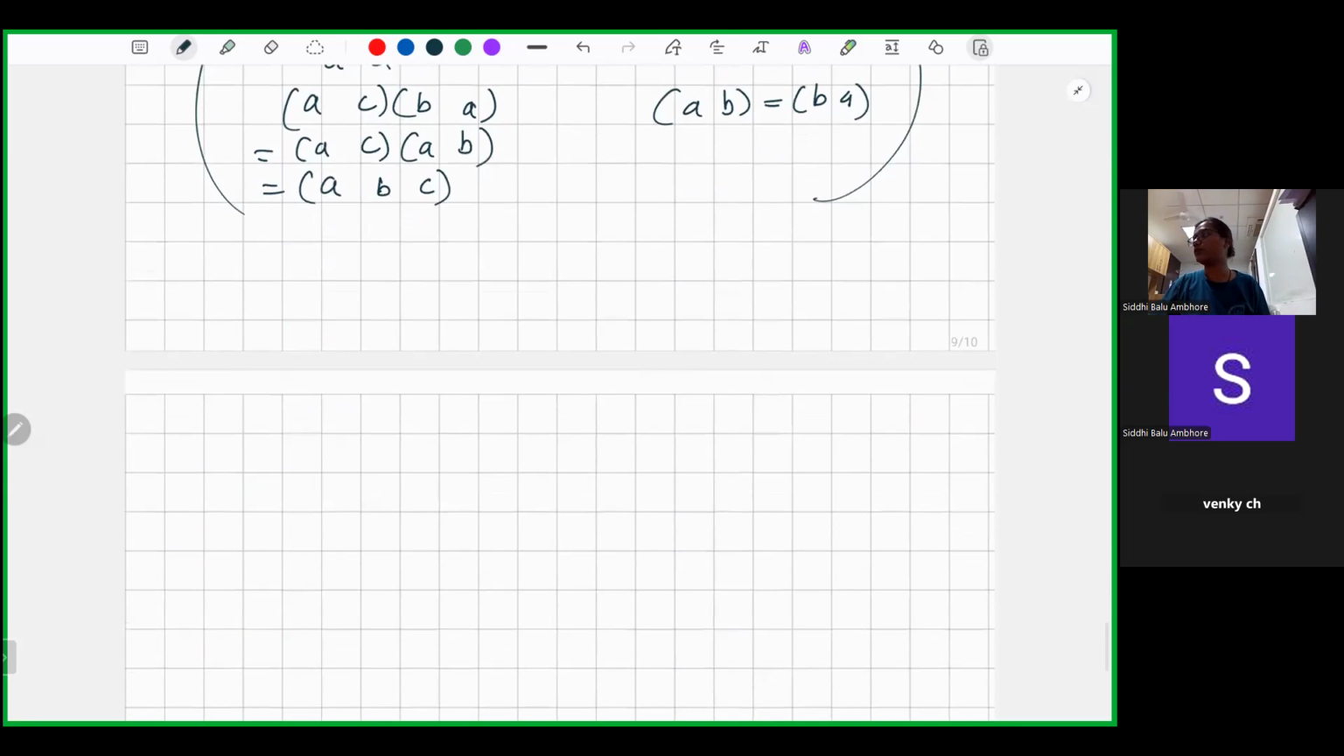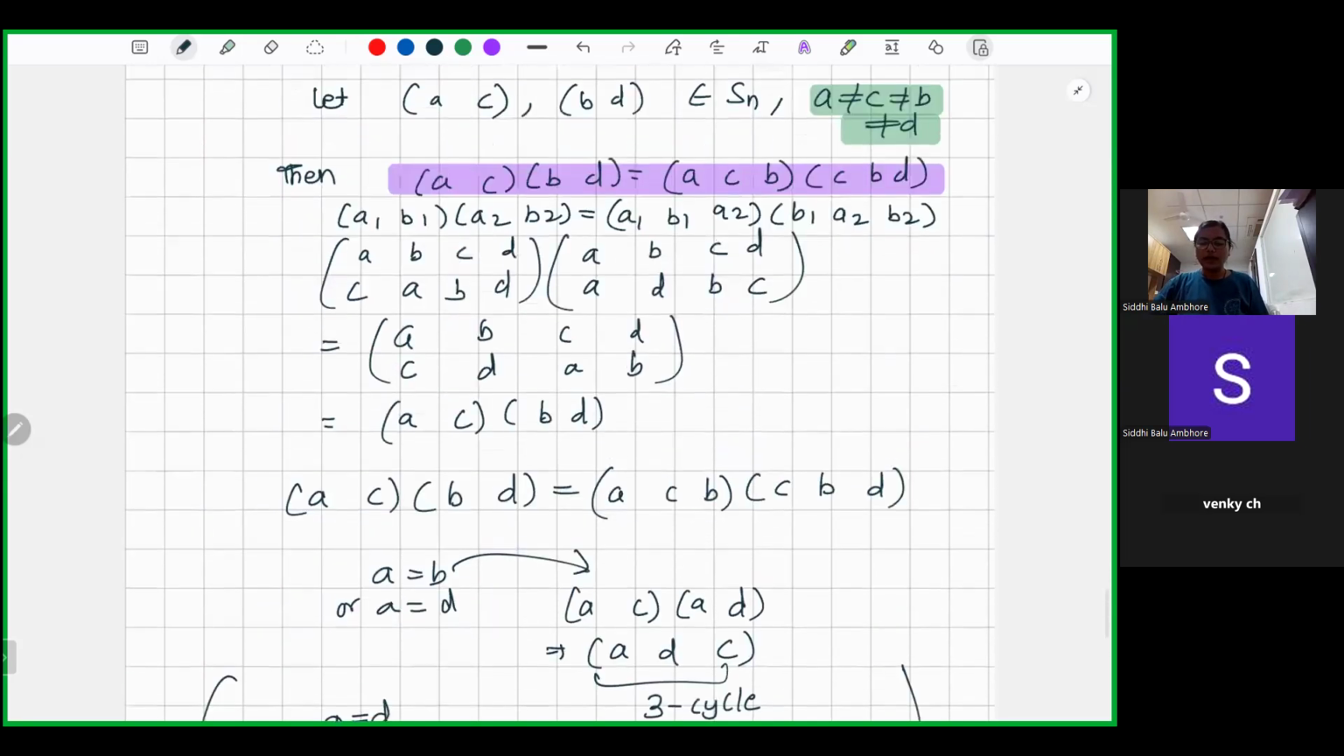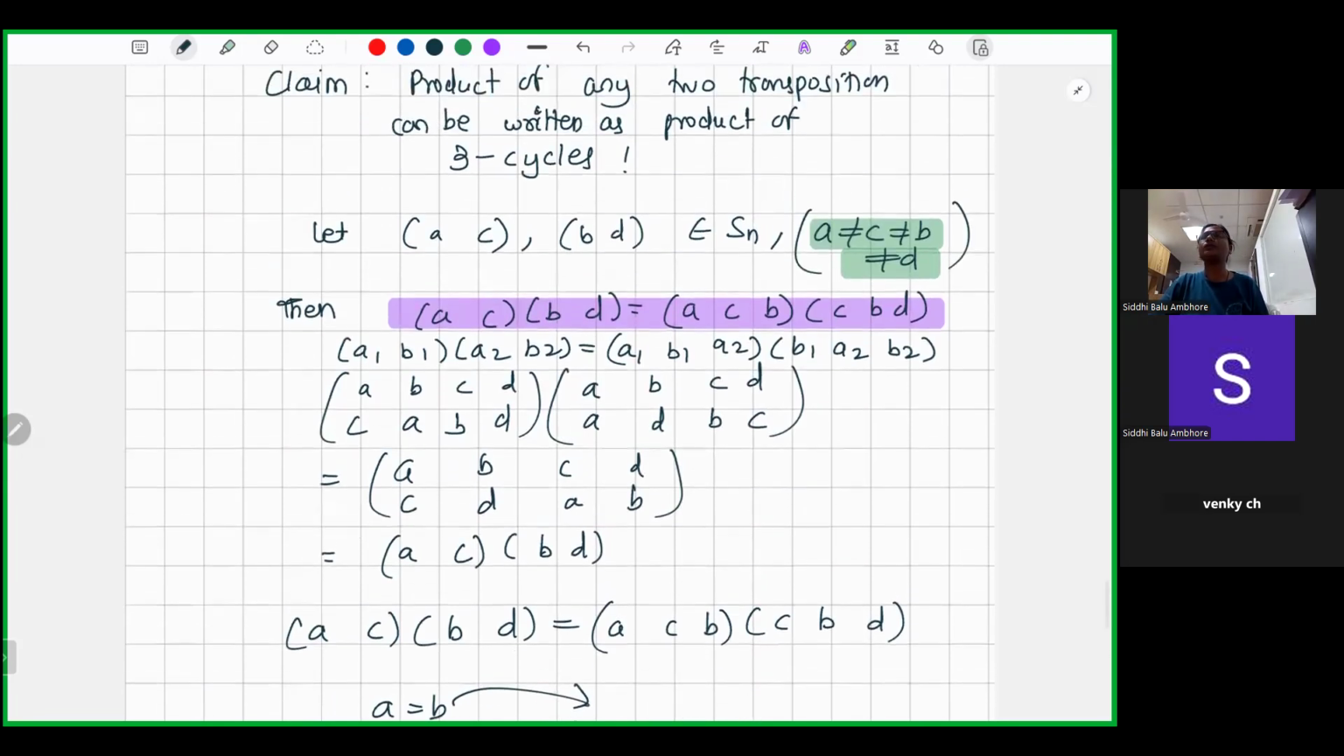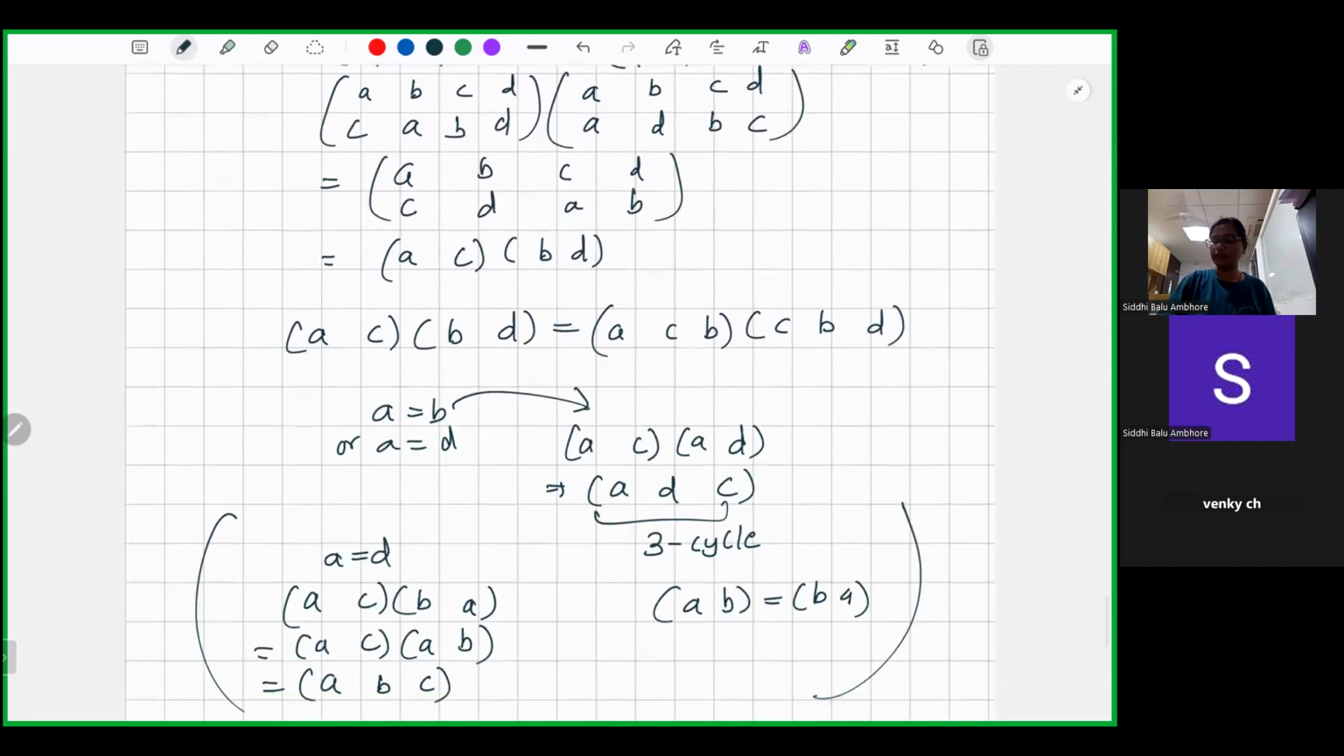Otherwise, I will move further. About this, that all these need to be distinct, and if one of them coincides, then how we can club them, and so on. If not, then I will move further. And okay.